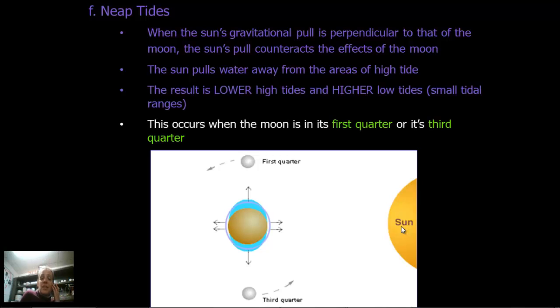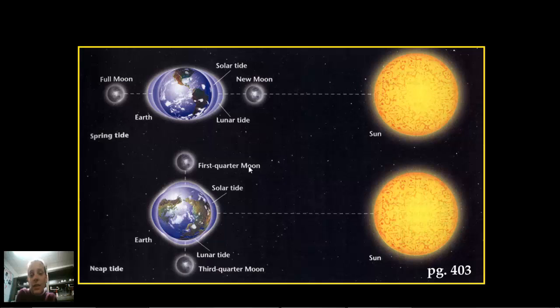This occurs when the moon is in its first quarter and also its last quarter. So this is when you're seeing either a quarter of the moon. Okay, and that's exactly what we're seeing here. This is a spring tide, and you can see that the gravitational pull of the moon on the water has been heightened because of the gravitational effect from the sun. And in a neap tide, the high tide from the moon has actually been lessened because it's being counteracted by the sun.